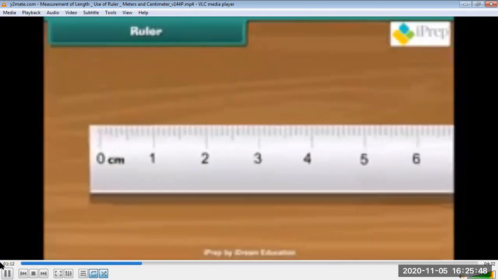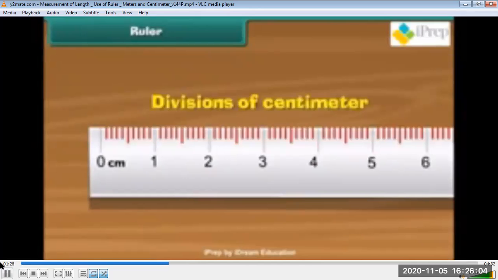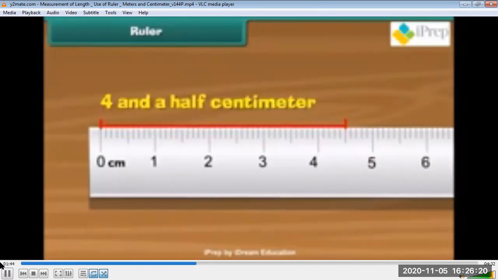You find many divisions on the margin of the ruler. Some lines are longer, while others are smaller. The longer lines represent the number in centimeters. The small lines between two long lines represent divisions of a centimeter. Now we will learn to read a scale. Example. This is 2 centimeters. This is half a centimeter. Similarly, this is 4.5 centimeters.